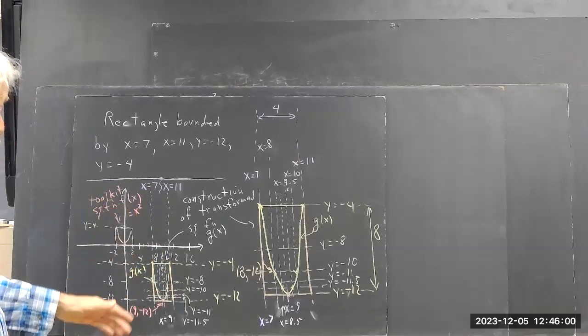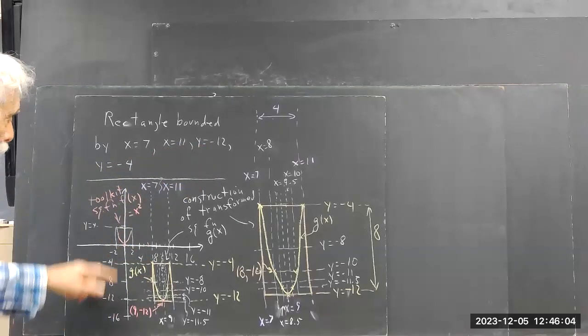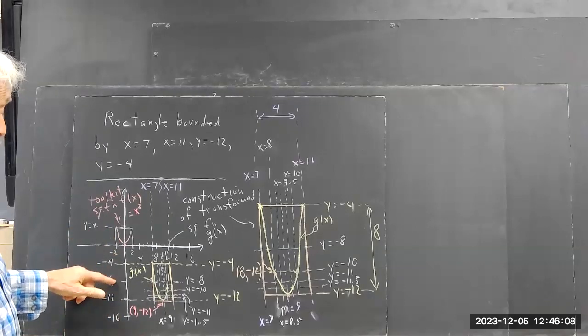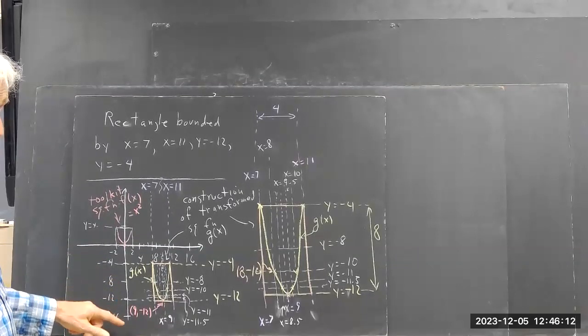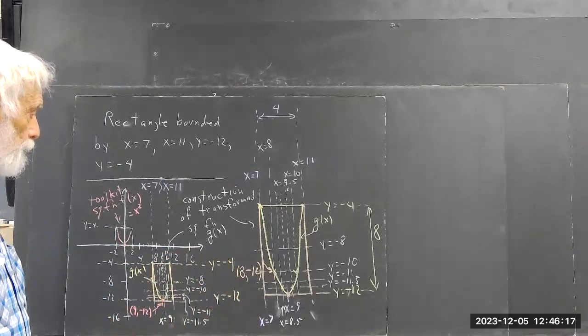The rectangle also runs from y equals negative 12 to y equals negative 4. Well, again, I go from 0 to negative 16. Divide that up, get negative 8. Divide that, I get negative 4. Halfway here is negative 12. And now I've got the line y equals negative 12 and the line y equals negative 4.